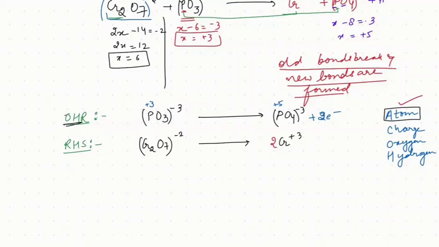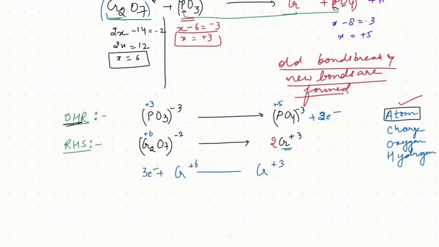Similarly, when we are talking about Cr2O7 minus 2, you have to understand that one chromium is carrying a plus 6 charge, and on the product side, one chromium carries plus 3. So how many electrons per chromium? 3 electrons per chromium ion. That means one chromium going from plus 6 to plus 3 has gained 3 electrons.